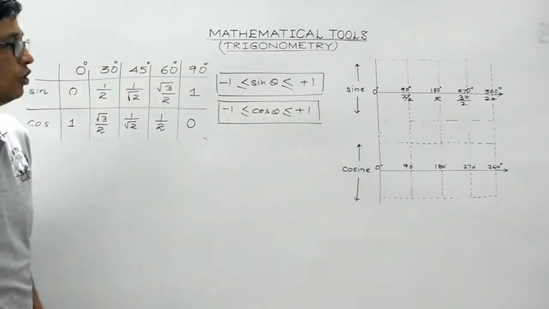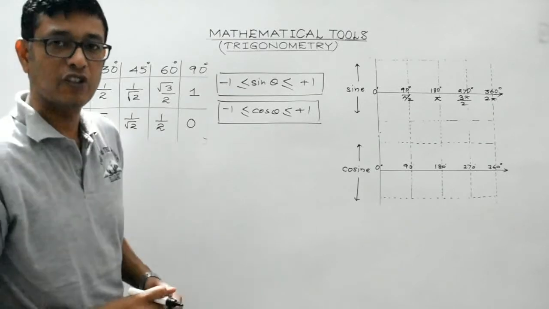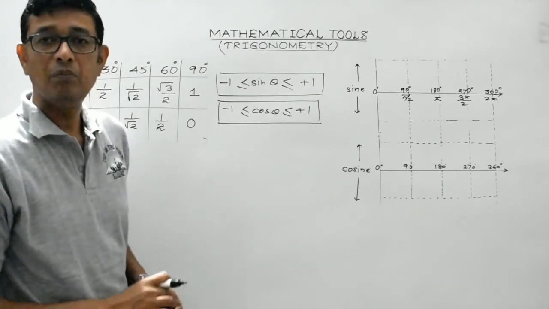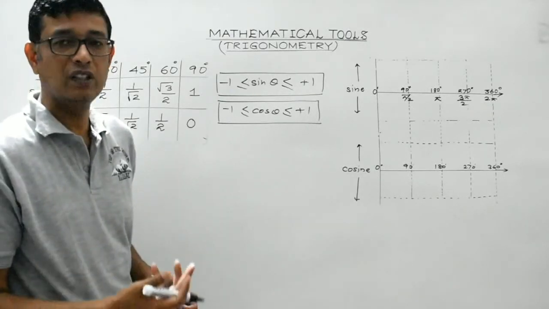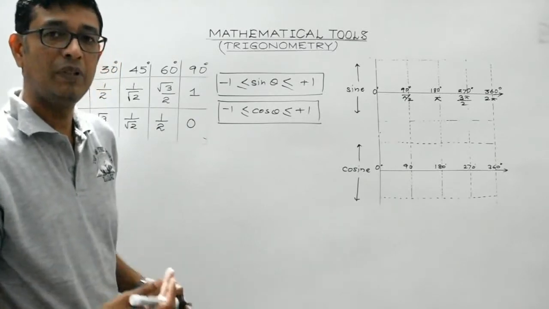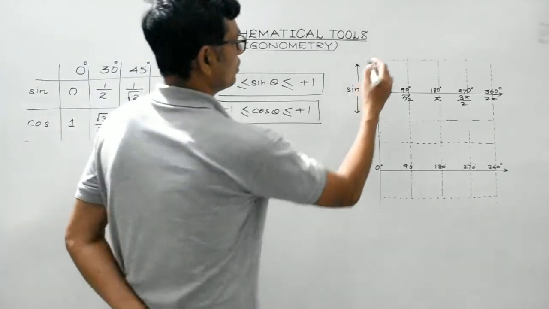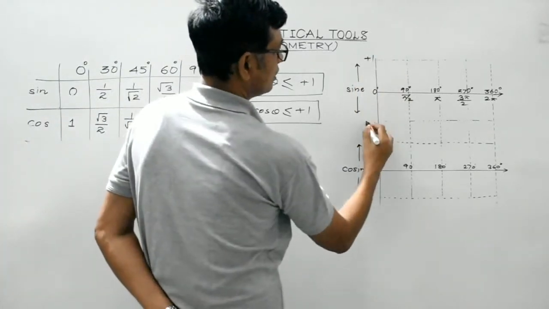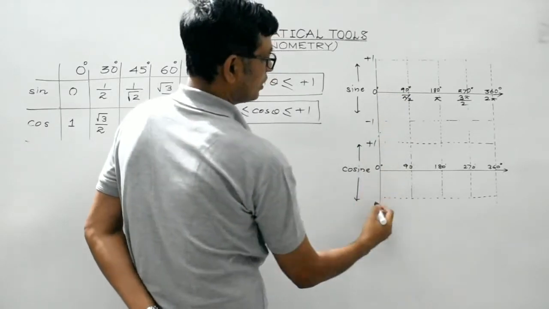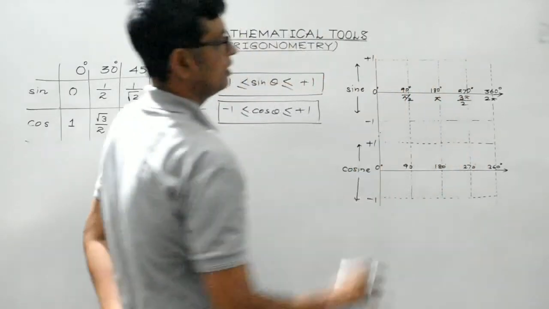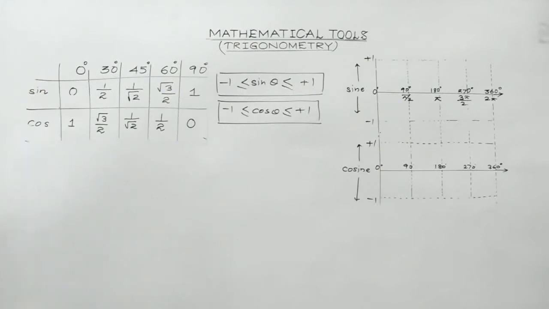So both for sine as well as for cosine function, the value lies between -1 and +1. -1 is the minimum value, +1 will be the maximum value. So suppose this is +1, this is -1. These are the reference lines I've plotted, right? Let's plot the graph then.